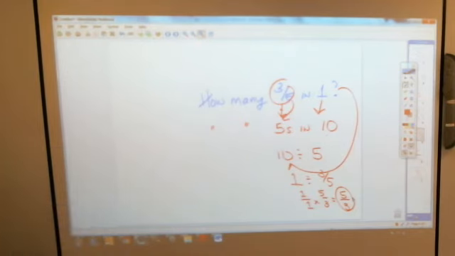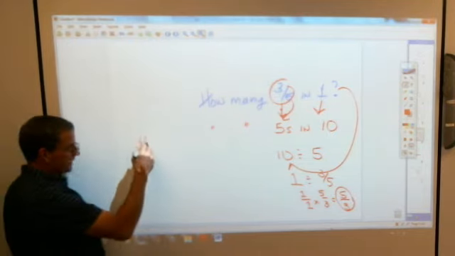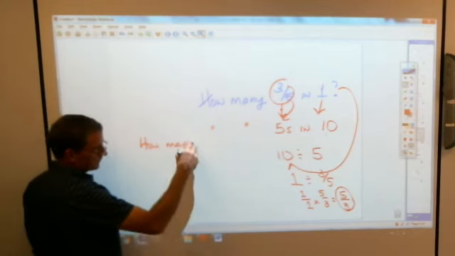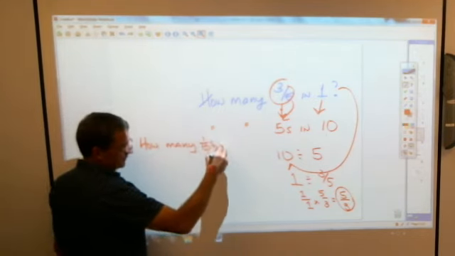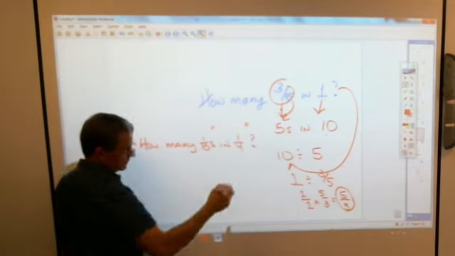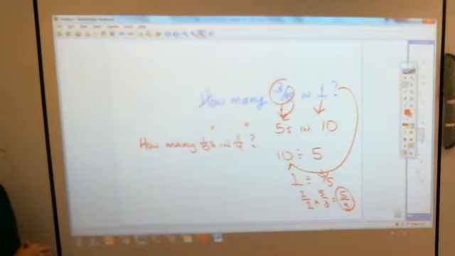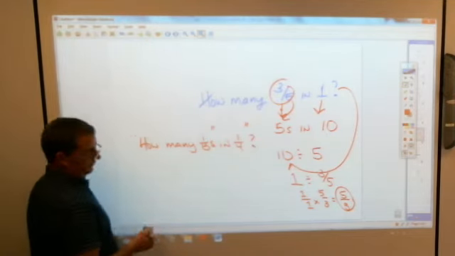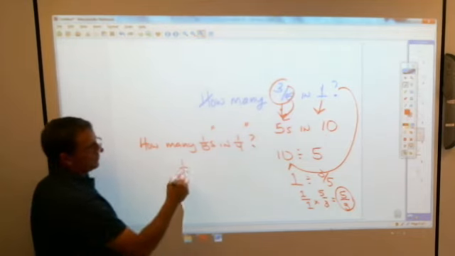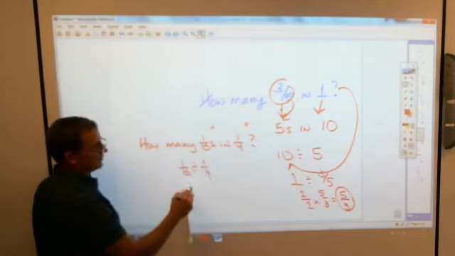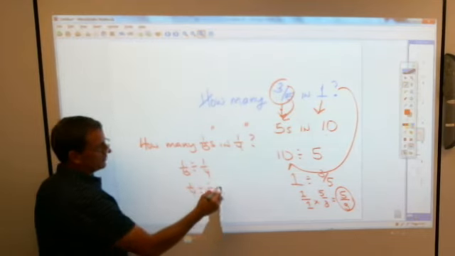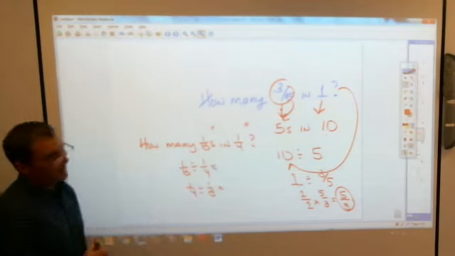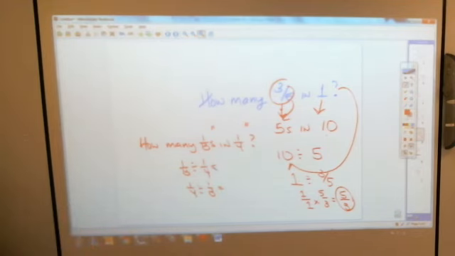Same thing if you came up with this. If you said, how many 1/8 are in 1/4? Now, you will probably come up with this. You know the answer is either going to be 1/8 divided by 1/4, or it's going to be 1/4 divided by 1/8, in which case you're going to get two completely opposite answers. How do you know which one of those is the way it is?